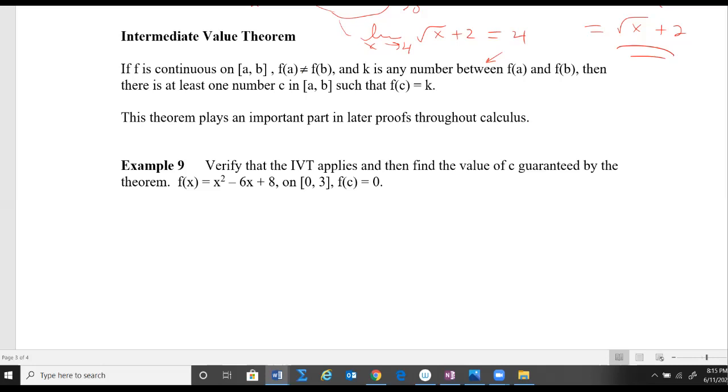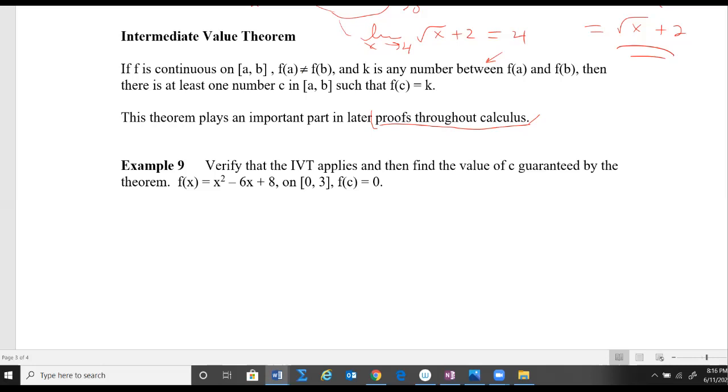Okay, and as it said here, notice it plays an important part in proofs throughout calculus. It settles questions and is useful in different places.